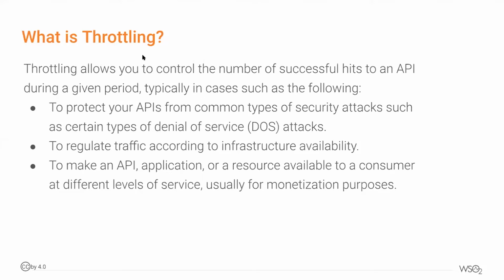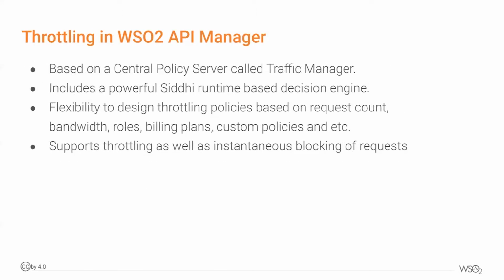There are some common use cases of throttling: to protect your APIs from security attacks such as DOS attacks, to regulate traffic according to infrastructure availability, to make API or resource or application available to consume at different levels. This can be used for monetization purposes as well. Throttling in WSO2 API Manager can be abstracted to the following.